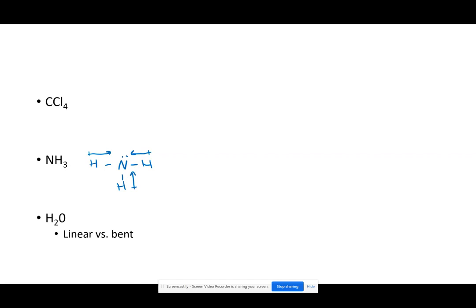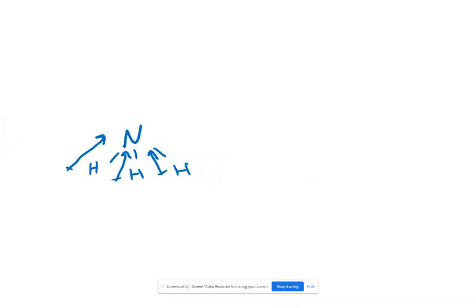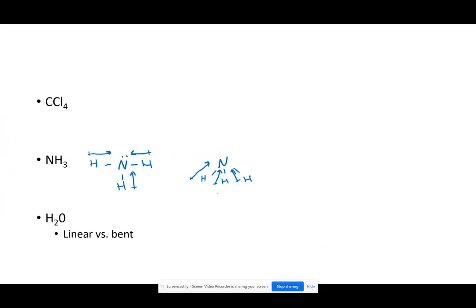But this is a trigonal pyramid shape because of that lone pair. So really, the nitrogen's on the top and the hydrogens are on the bottom. And when I draw it in the shape, it's easier to see this dipole moment. Oh, they're all kind of pointing up at the nitrogen. And so I have this dipole moment that goes like that. And so this is definitely a polar molecule.